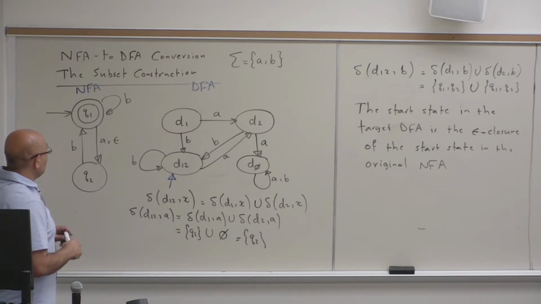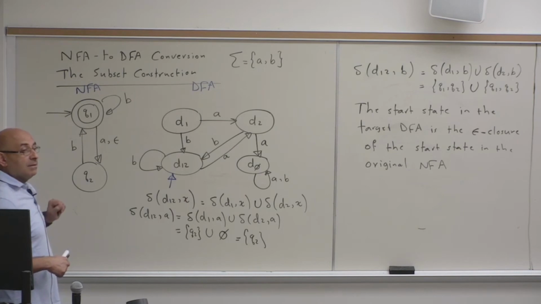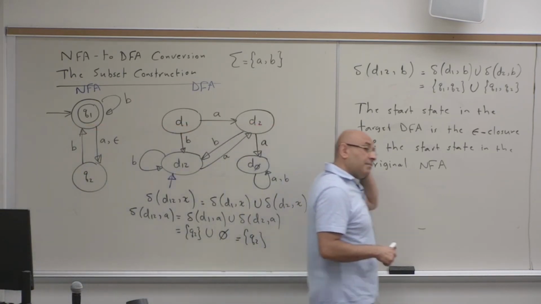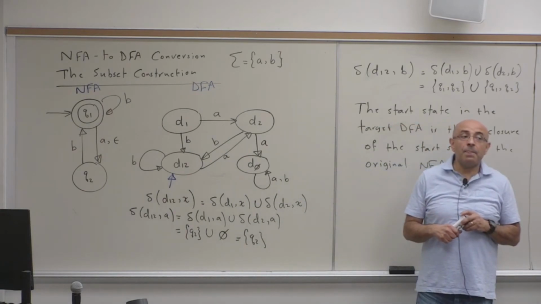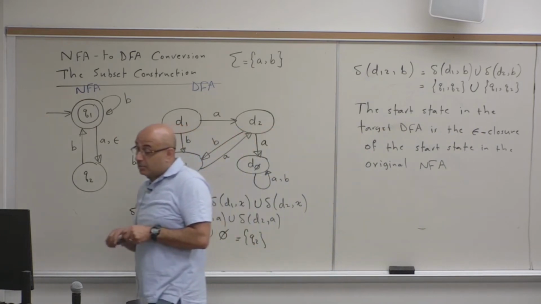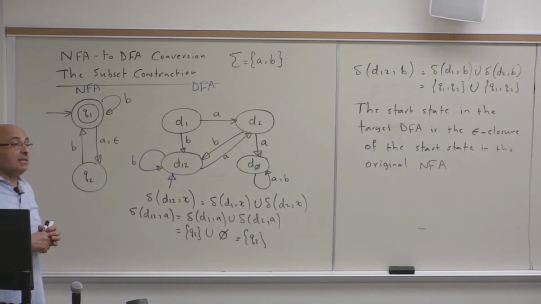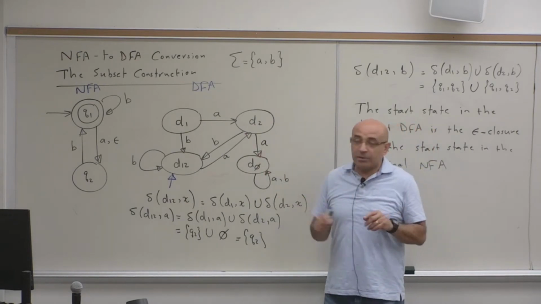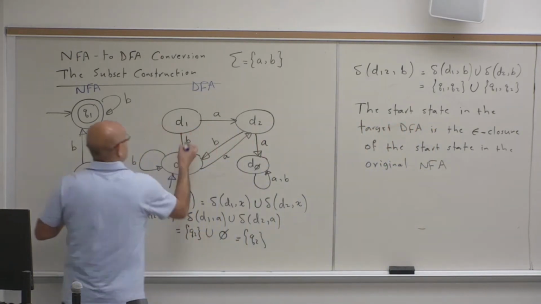Now, what should our accept states be? Logically, what should the accept states in the DFA be? D1? Not only D1. D1, yes, belongs to the set of accept states, but you wouldn't be able to get to it. That's why we'll take care of this later. But at this point, D1 belongs to the set of accept states.